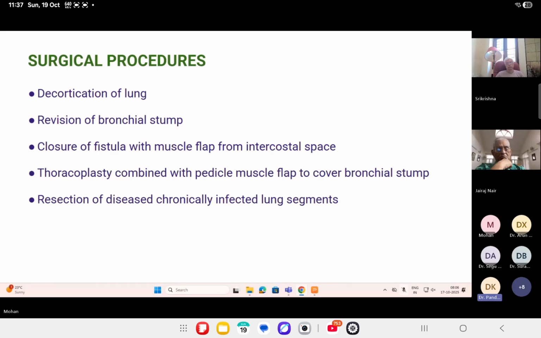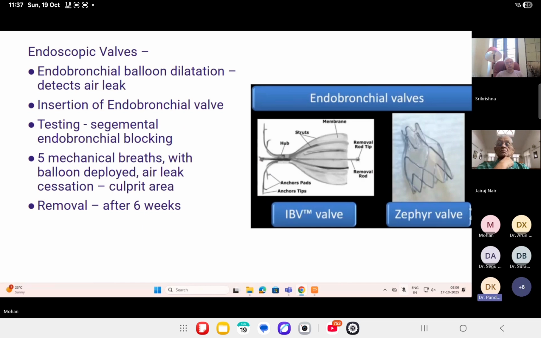This can be done in the initial procedure also, and thoracoplasty combined with pedicle muscle flap to cover bronchial stumps. Resection of diseased chronically infected lung segments if there are any. Then other minimally invasive techniques are endoscopic valves, endobronchial balloons to detect the air leaks, insertion of endobronchial valve into the segment, and then segmental endobronchial blocking. So how it is done is 5 mechanical breaths will be asked to take after deploying a balloon. Air leak cessation means that is the culprit area.